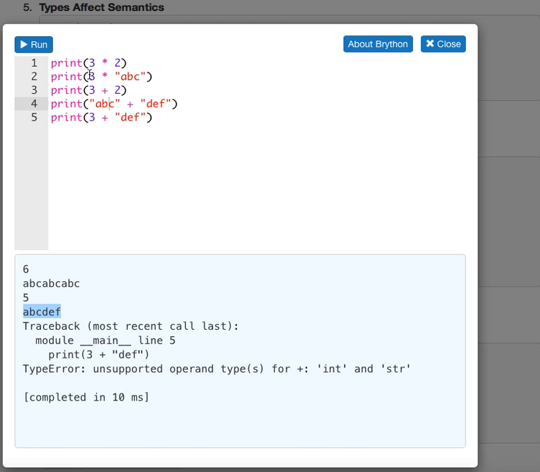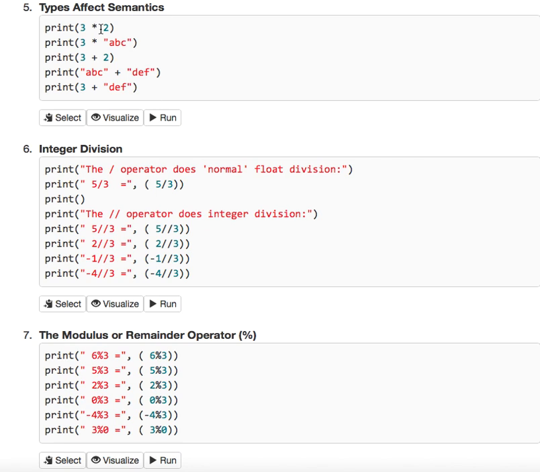Finally, even though we can multiply an integer by a string, we cannot add an integer plus a string. Python does not know what to do with that, and so it crashes and complains, I don't know what to do with adding an integer and a string. So we see that you can't just say what an operator does, what its semantics are, without taking into effect the types of the operands.